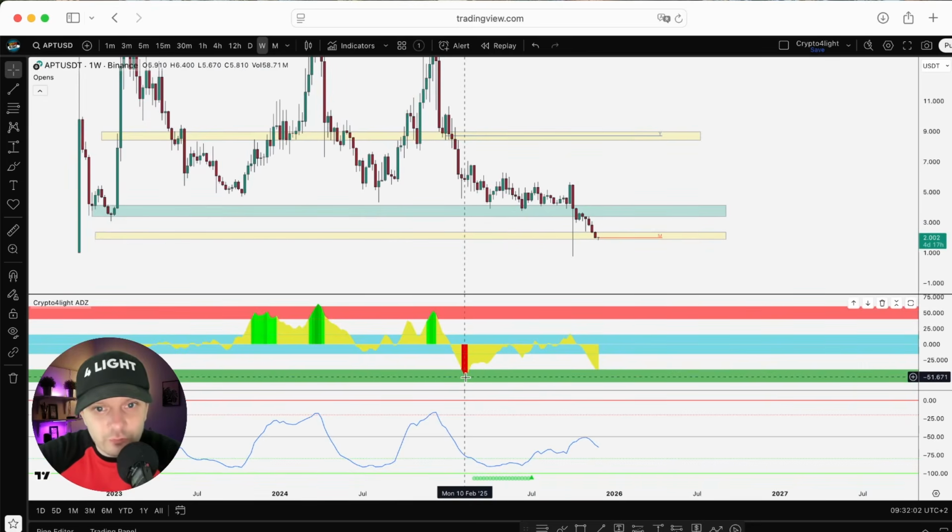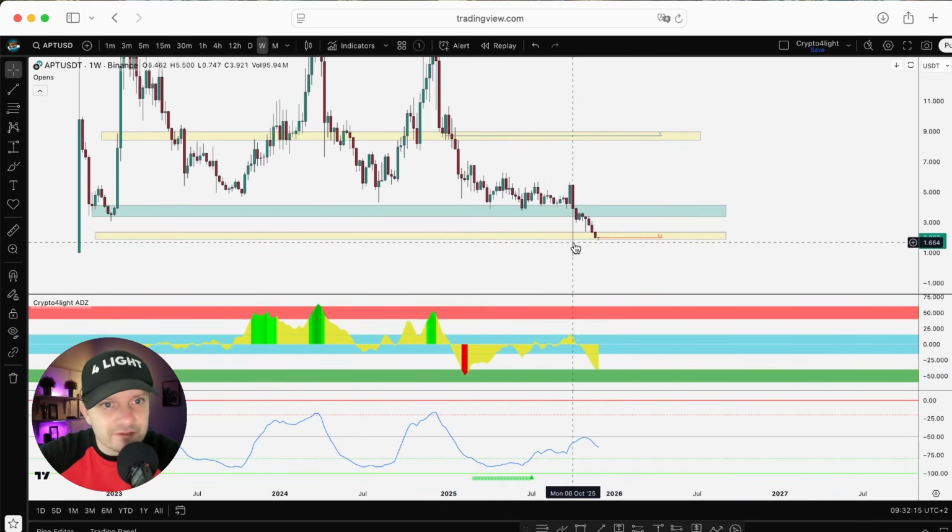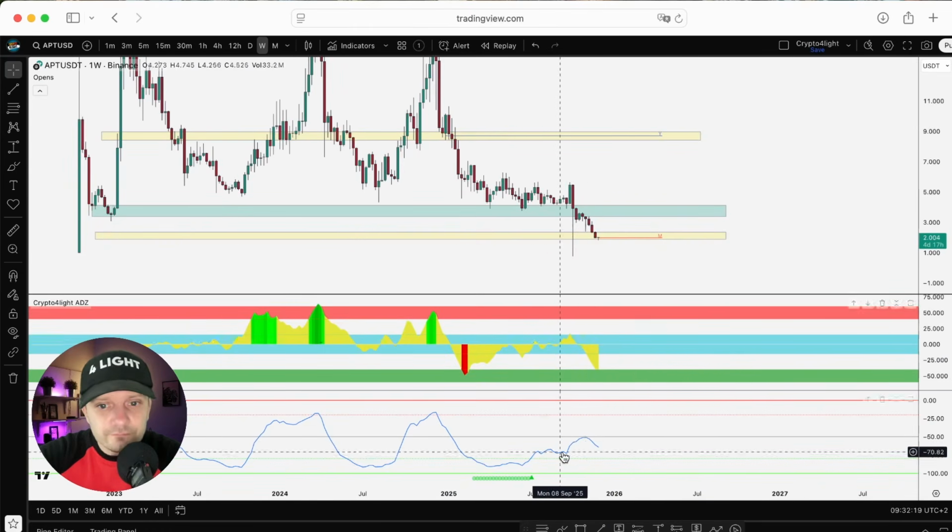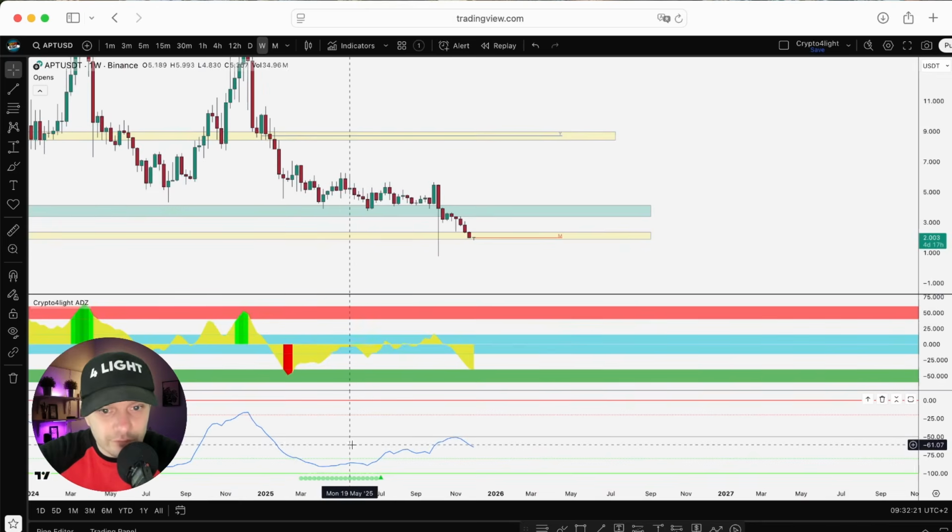Last time accumulation was here at 567, and we formed the pure divergence. So this one is bullish divergence. 567, and we dropped to 70 cents. 70, I guess. 74. Accumulation also from the whales was here.